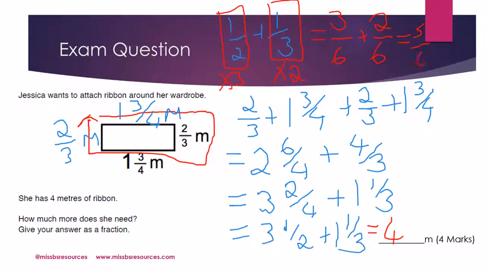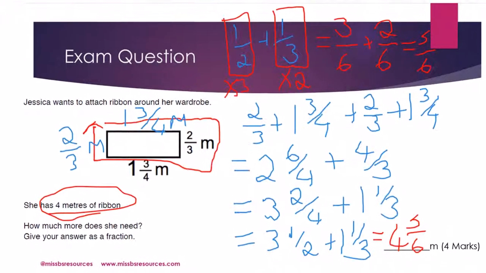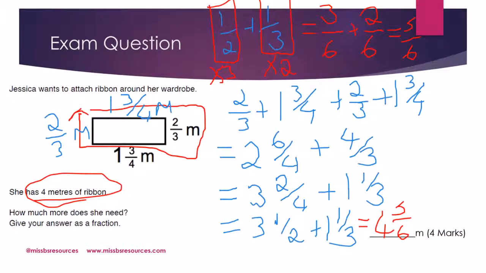Now that's not our final answer. She has 4 meters of ribbon. So we want to know how much more does she need? Well, she needs 5 sixths more worth of ribbon. So the final answer is 4 and 5 sixths. Take away 4 leaves you with 5/6 meters worth of ribbon.